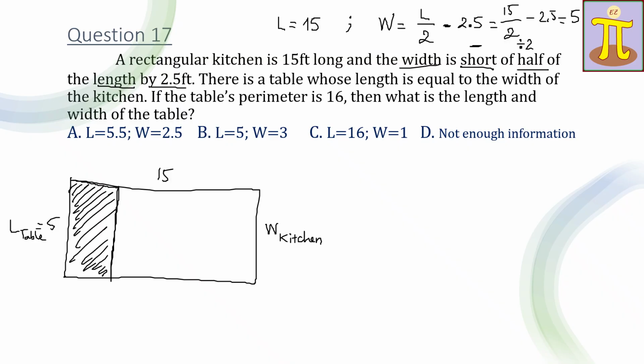Is equal. And then if the table perimeter is 16, which means you take this part right here, you add this part and this part as well.